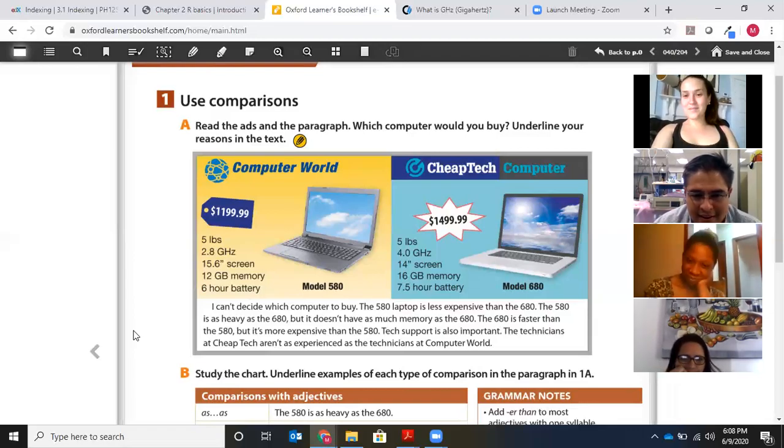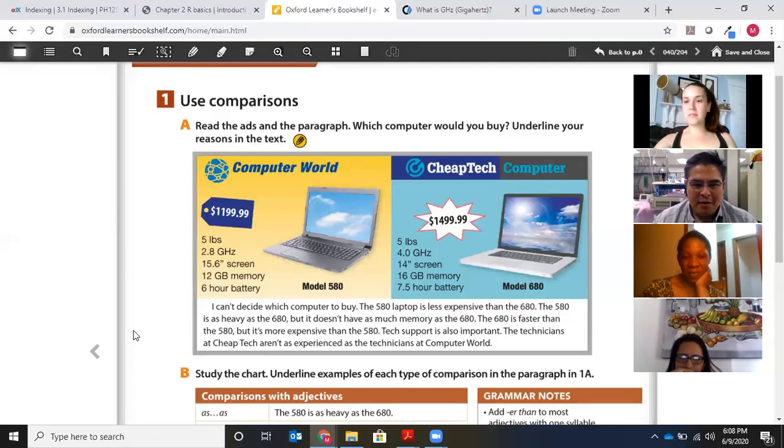What do you guys think? For me, it depends what I need to do on the computer, because the Computer World is a basic computer maybe, and the Cheap Tech is a more powerful computer. Has a lot more memory. It goes a lot faster. Lasts longer. The battery lasts longer. Exactly. Yeah. The battery lasts longer.